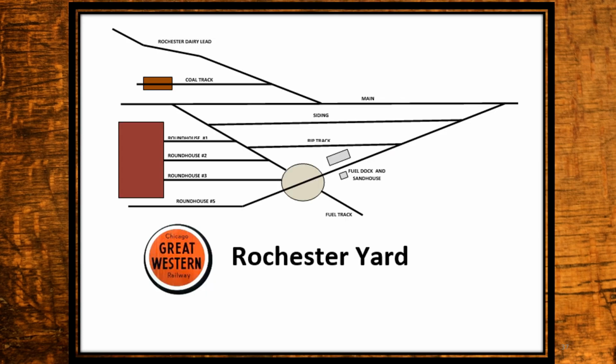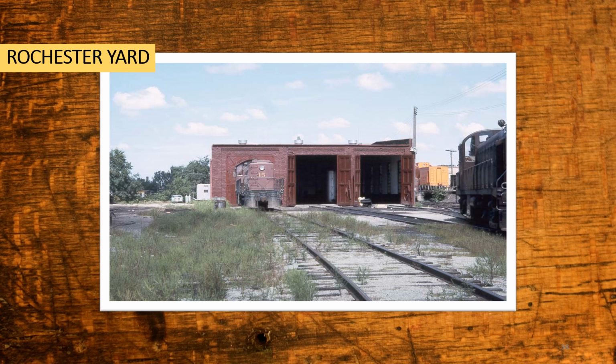There's kind of a schematic of what the yard and the roundhouse area looked like at Rochester. Here's another prototypical shot, a Walt Dunlap shot, looking north at the roundhouse. And then we'll fade into a shot here on the layout.